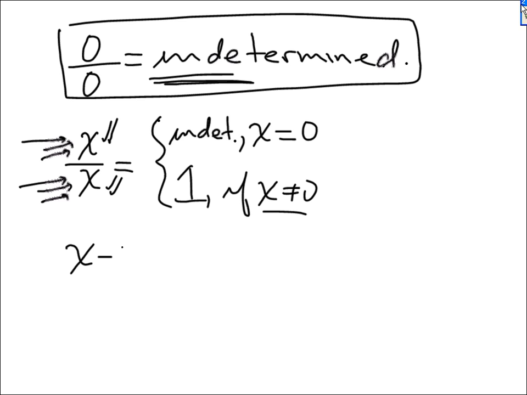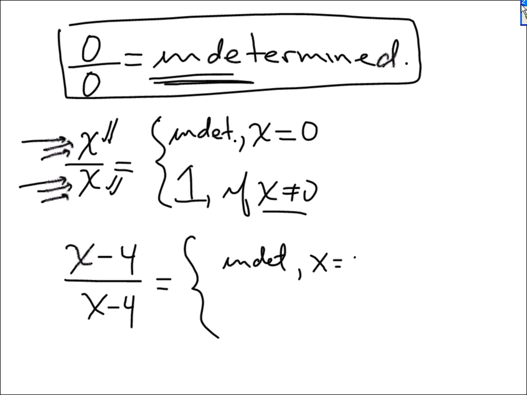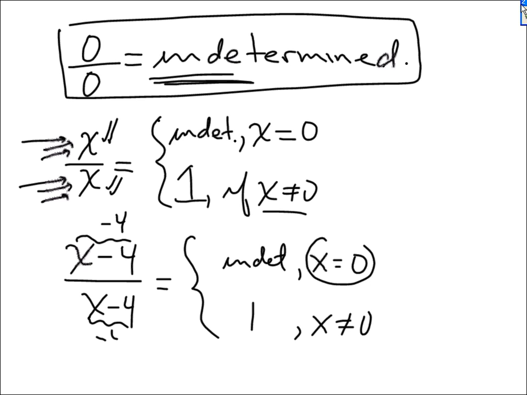If you have x minus 4 over x minus 4, a lot of students, after seeing what I just showed, would say, oh, I got this. It's indeterminate if x is 0, and it's 1 if x is not 0. This is not true. When x is 0, 0 minus 4 is negative 4, and 0 minus 4 is negative 4, and negative 4 over negative 4 is not indeterminate. It's 1.